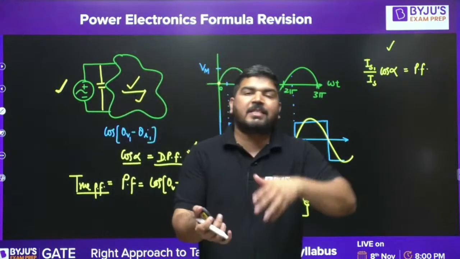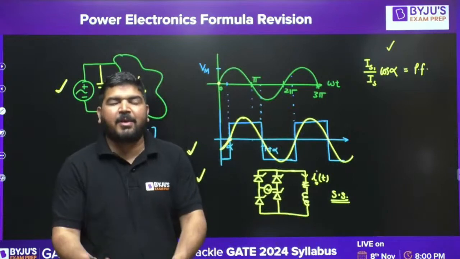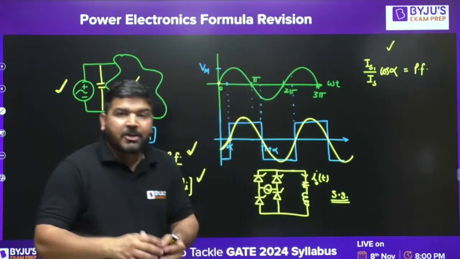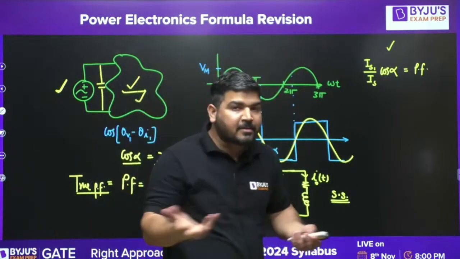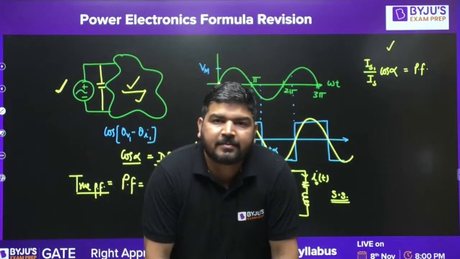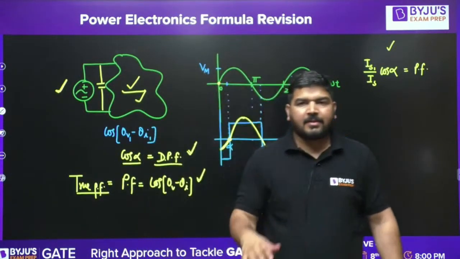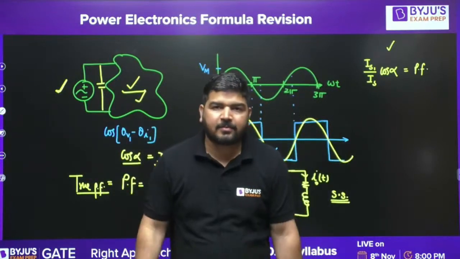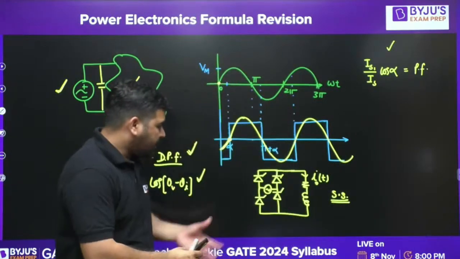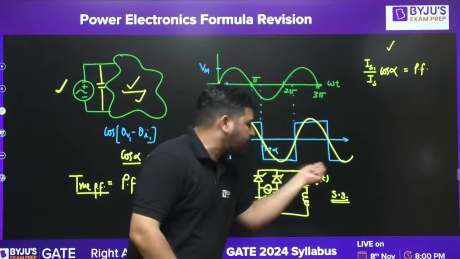Steady state means everything which is repeating again and again. This is the meaning of steady state. If something is increasing, if something is rising, it means it will not reach steady state. Steady state means repeating nature. We call it steady state, okay? So if the circuit is under steady state, it means this current is periodic.